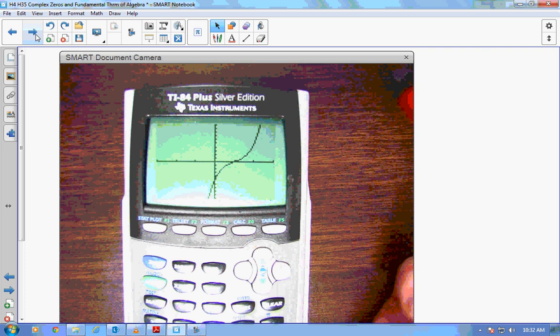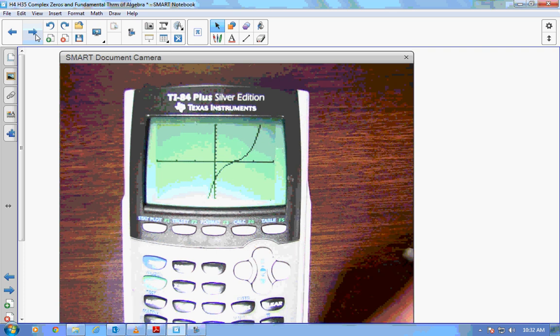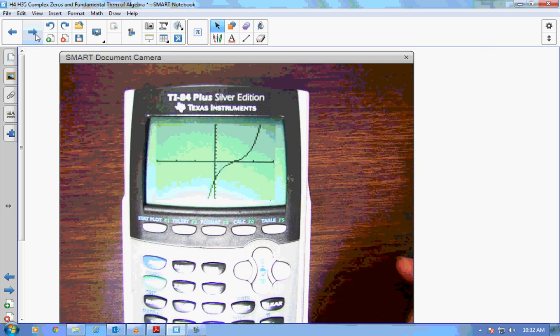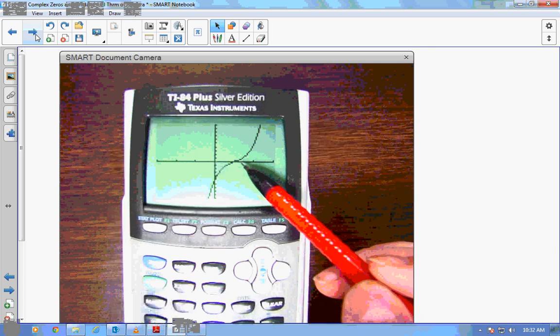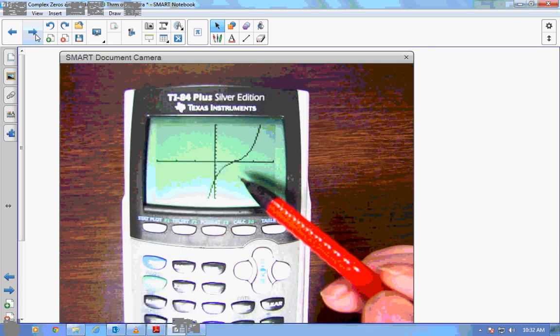Okay? Yes? Wait, so can one like this have more roots besides this one? There are 5 roots, but only one of them is a real number. Oh. The other ones are all complex numbers.